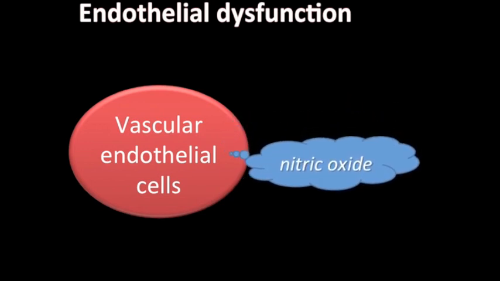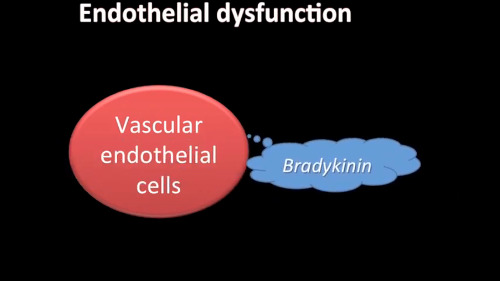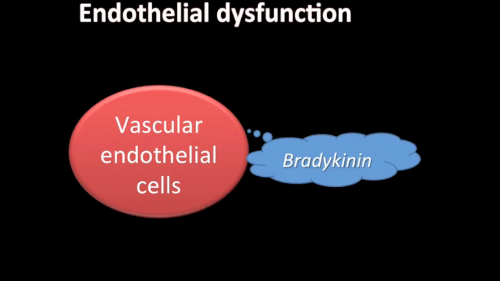Nitric oxide is produced by arterial and venous endothelium and diffuses through the vessel wall into smooth muscle, causing vasodilation. Bradykinin is a potent vasodilator that is inactivated by angiotensin-converting enzyme.